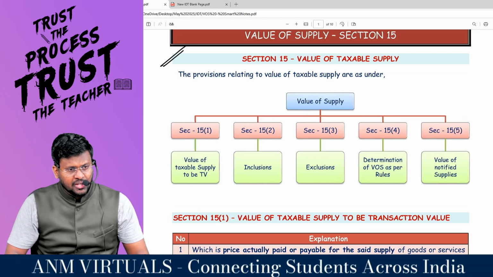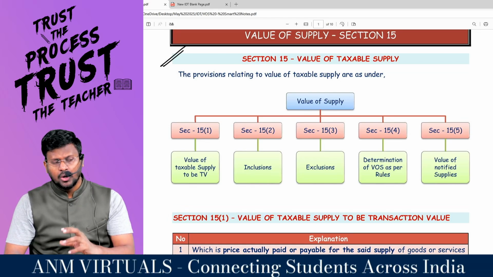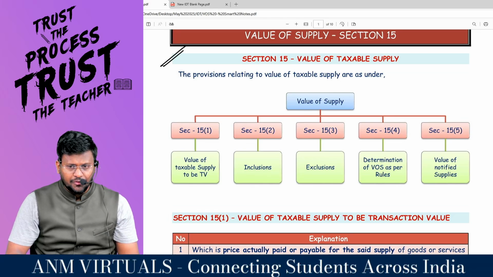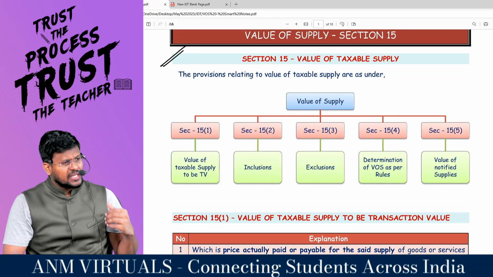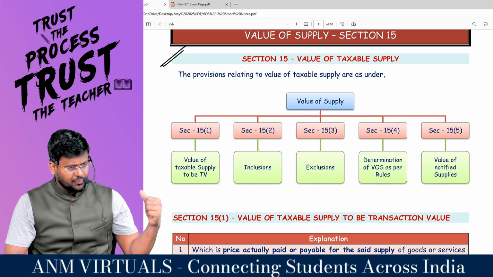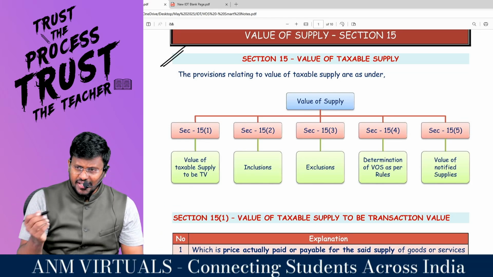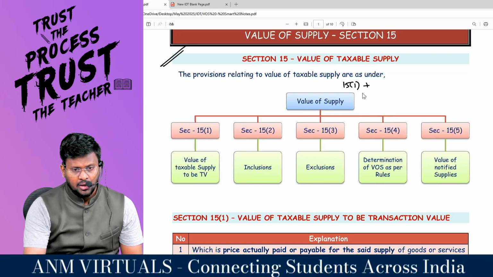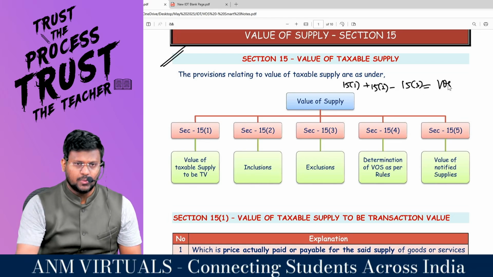Even though that transaction value is the taxable value, you have to include certain items to that value. That is 15 subsection 2, inclusion. And 15 subsection 3 is exclusion. You have to exclude certain items, my dear lovable students. So one line summary of the entire discussion is 15 subsection 1 plus 15 subsection 2 minus 15 subsection 3 is equal to value of supply.